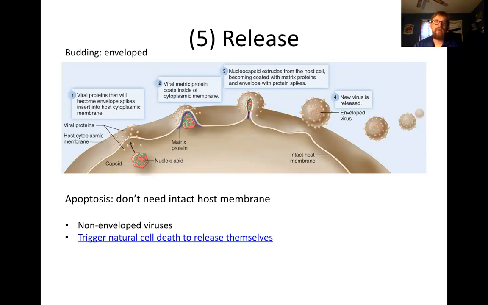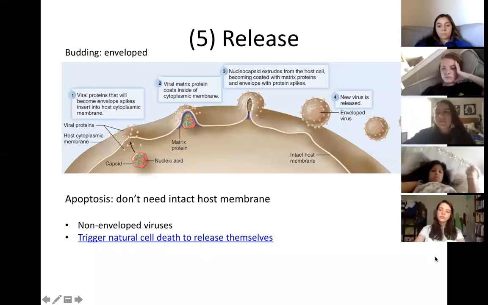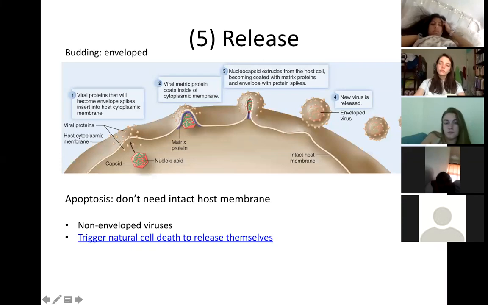And what's cool about non-enveloped viruses is one of the things they do is they induce something called apoptosis. And so they actually don't interact with the host membrane because non-enveloped viruses don't need this component, right? It's not part of them. So they induce apoptosis, right? Or the good ones induce apoptosis, all right? So apoptosis is natural cell death. Why would you want to induce apoptosis if you were a virus rather than just lysing a cell open?